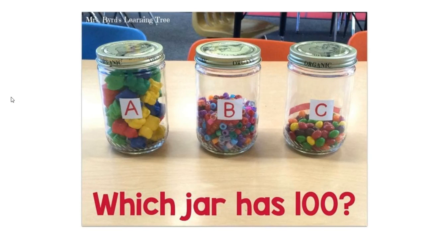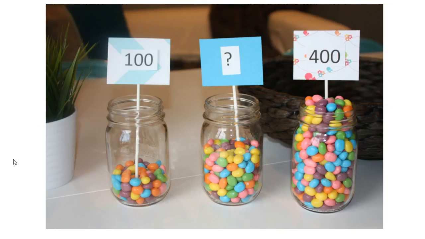Which jar has 100? So it's asking you to estimate which jar has 100 because you can't count them. So when I look at A, I see the bears, and they're kind of big. When I look at jar B, it has beads, and they're pretty small. And then when I look at jar C, it looks like it has Skittles, and they're pretty small also. But which jar do you think has 100? I think it's jar B because there's lots of them and they're small. Jar C doesn't look like it has quite 100, and same with jar A, especially because it's big bears in jar A.